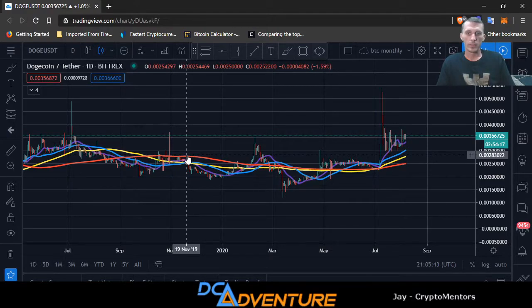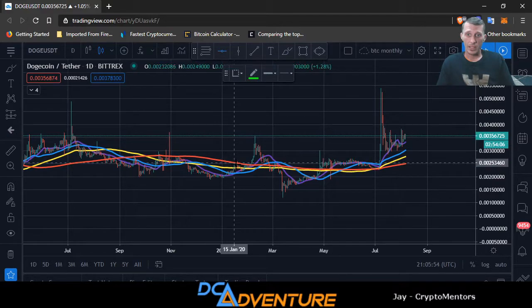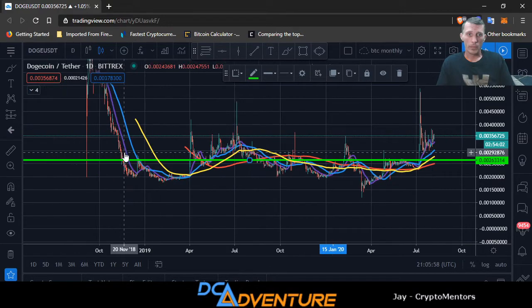Old support becomes new resistance. Old resistance becomes new support. We got a ton of resistance right here, so that should turn into support. We'll draw us a line right across there. Now if we follow this, okay, support, support, resistance, resistance, resistance, support, support, resistance, support, support, resistance. So it should be support right around the 0026.